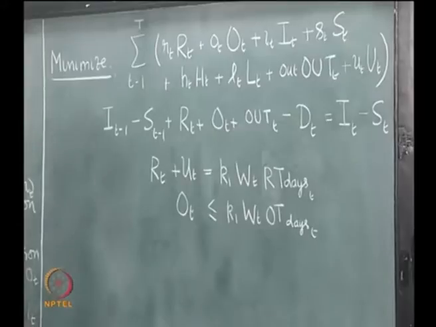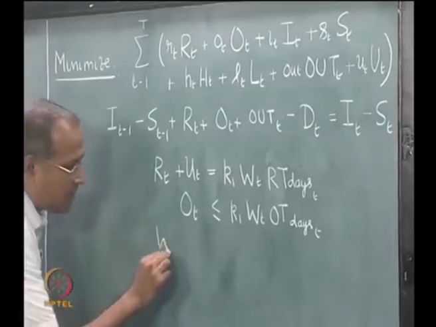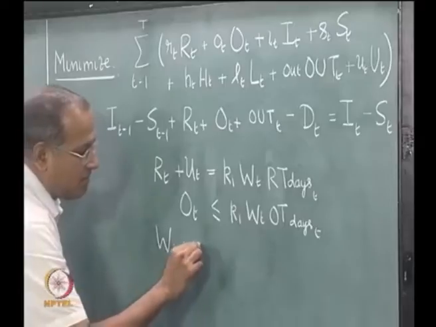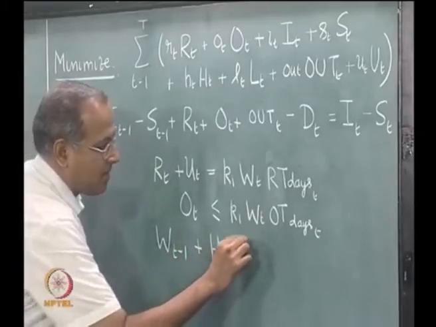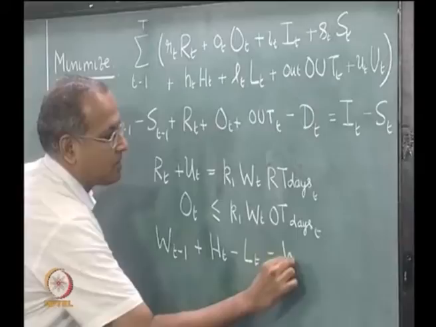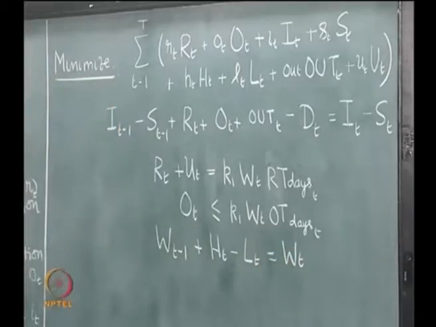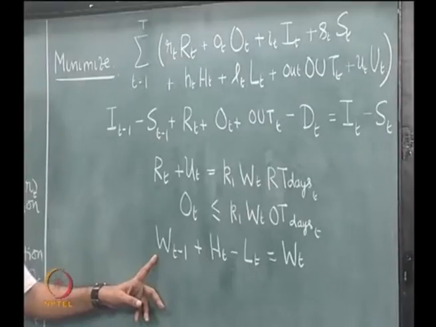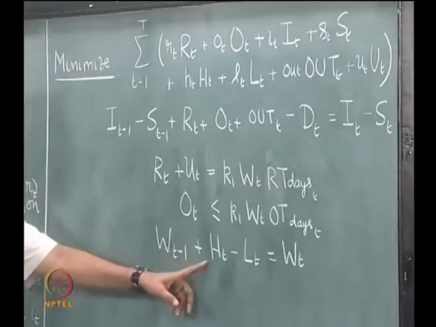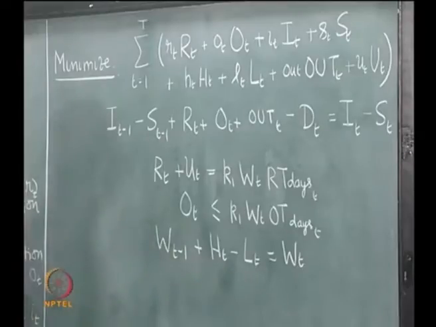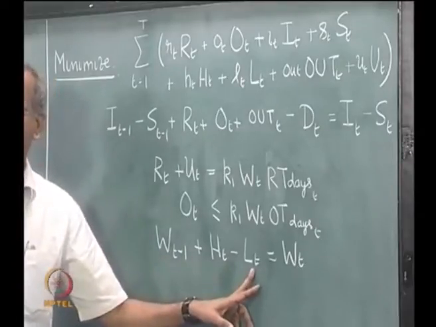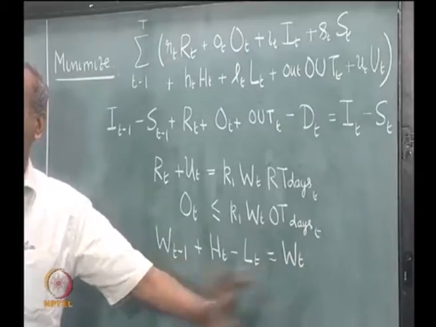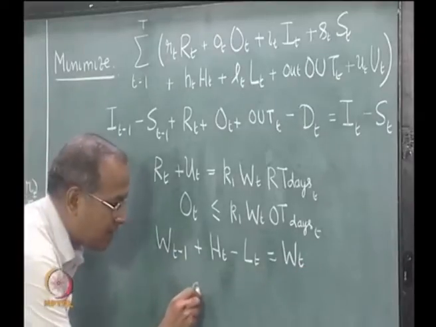Then we have another constraint, which is Wt minus 1 plus Ht minus Lt is equal to Wt. Wt minus 1 is the number of people who have worked in period T minus 1 who are available at the beginning of period T. It is like your inventory, you either hire or you lay off. So, plus Ht minus Lt is equal to Wt. Now, all variables are greater than or equal to 0.